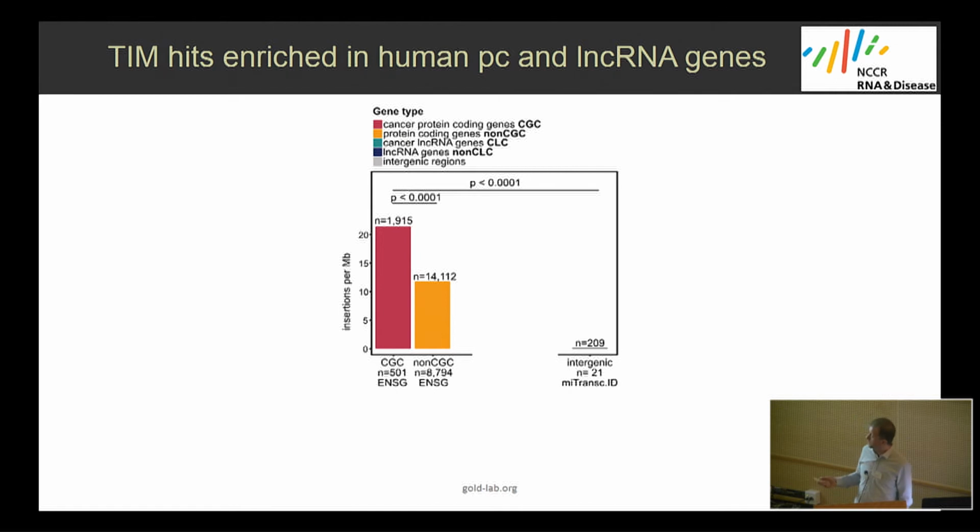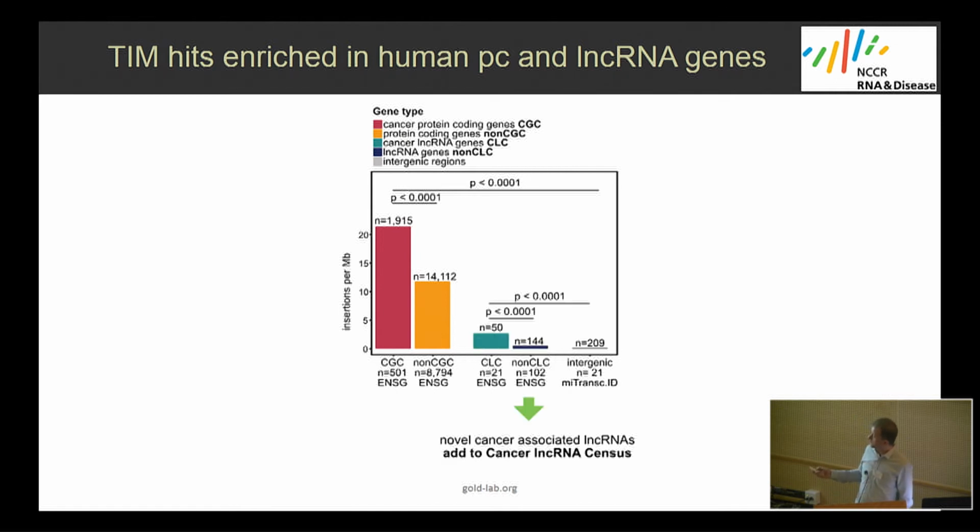So how does it look for lncRNAs? If we look at lncRNAs, we see overall a lower density of these insertions, but these are still far higher than what you expect by random chance. What's quite nice is that when we take this manually curated set of cancer-related lncRNAs from the literature, they are much more highly enriched over background, but we also have a large population of novel lncRNAs which carry these insertions.